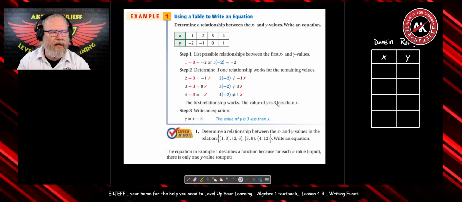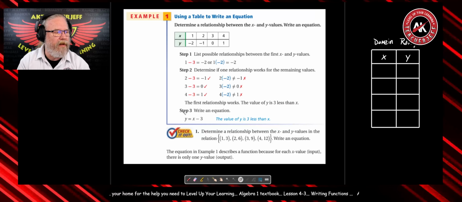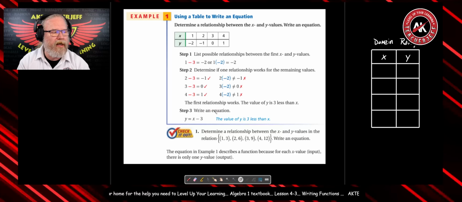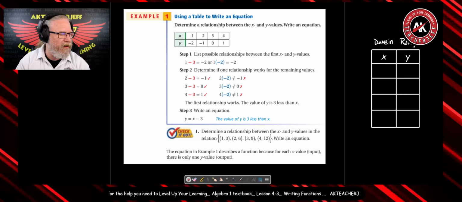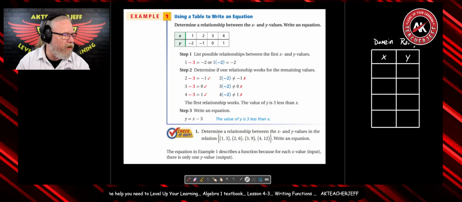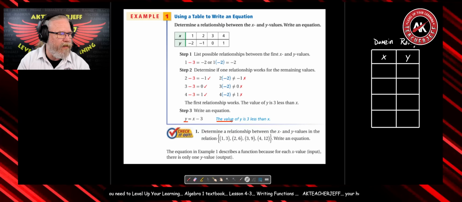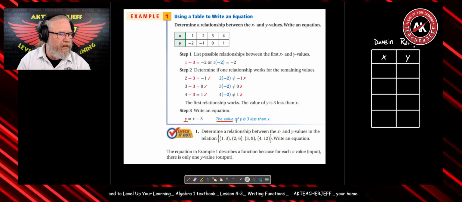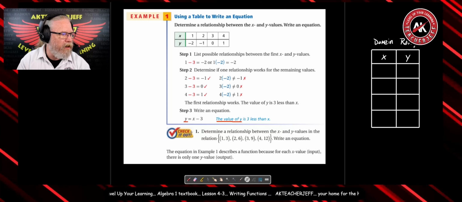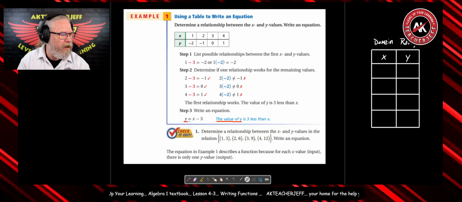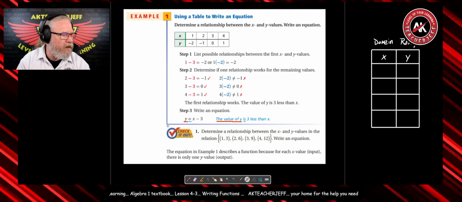The value of y is 3 less than x, or subtracting 3 is the same as saying 3 less than x, right? So step 3, write an equation. Y equals x minus 3. We could translate this over, and I'm going to underline the pieces: the value of y, is, the equal sign there, and then the rest of it.